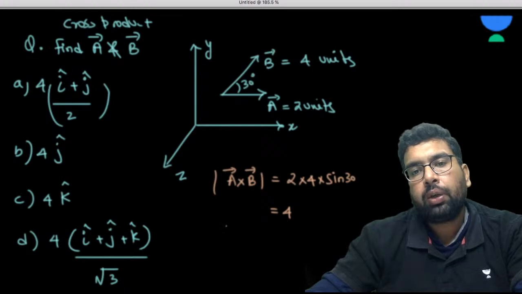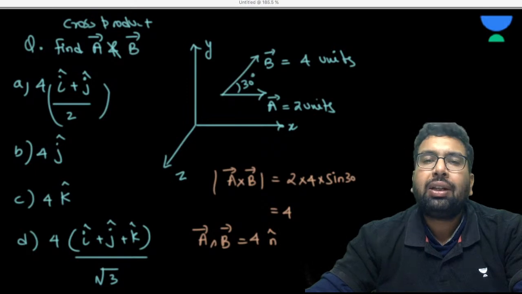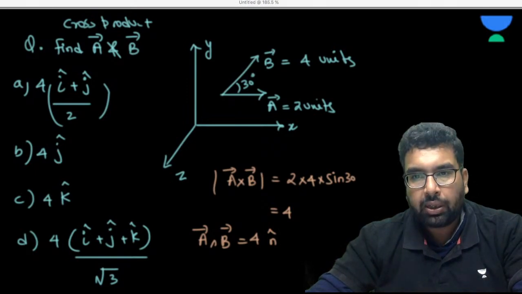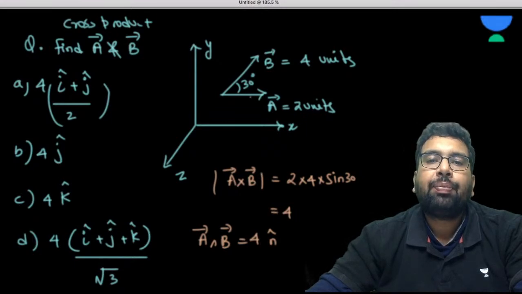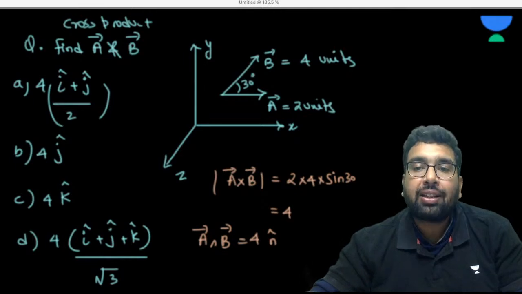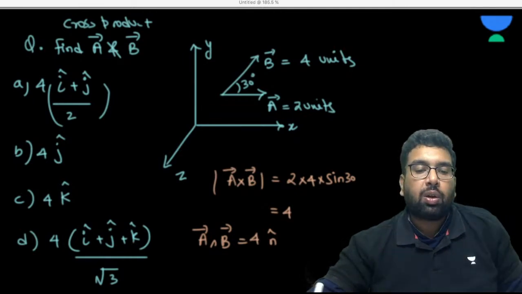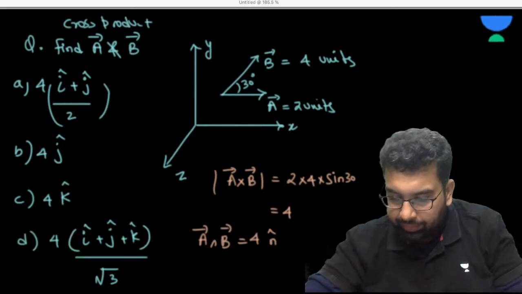Now what is going to be the direction of it? The direction is given by 4 n cap, where n is the unit vector in the direction of it. This is very easy; from the options also you can see. Clearly from this question we can see AB is in the XY plane. So what axis is perpendicular to the XY plane? That is the Z axis. So obviously the cross product happens to be in the Z axis, isn't it?